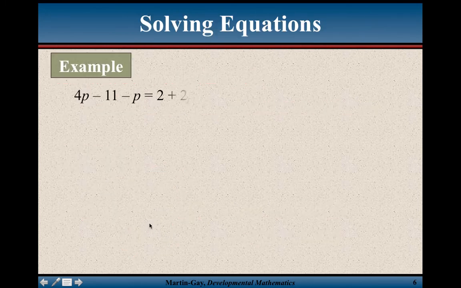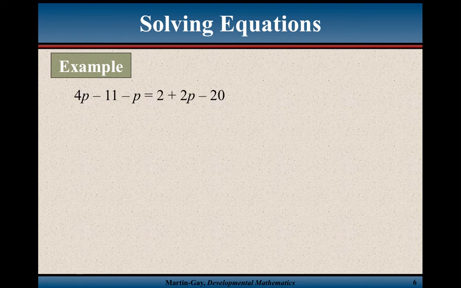Next, 4p minus 11 minus p equals 2 plus 2p minus 20p. So, first, simplify muna natin. 4p minus 1p is equal to 3p. Tama? And then, 2 minus negative 20 is equal to negative 18. Hindi natin pwedeng i-add si 2 tsaka 2p kasi hindi sila pareho ng variable. Hindi natin pwedeng ipag-minus si 4p kay negative 11 kasi hindi rin sila pareho ng variable.